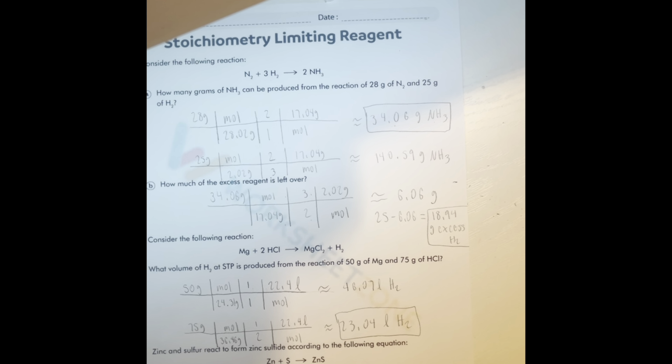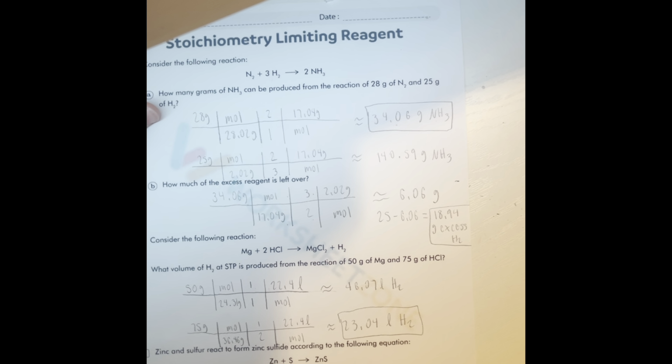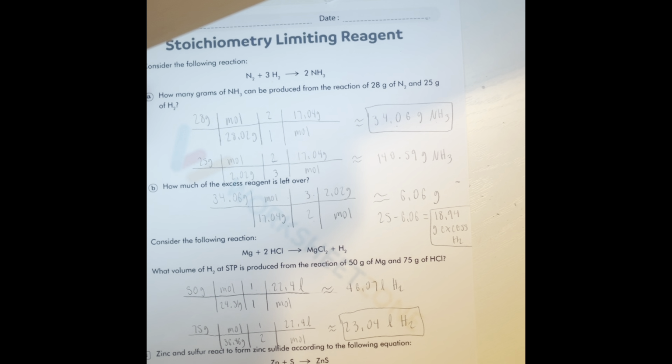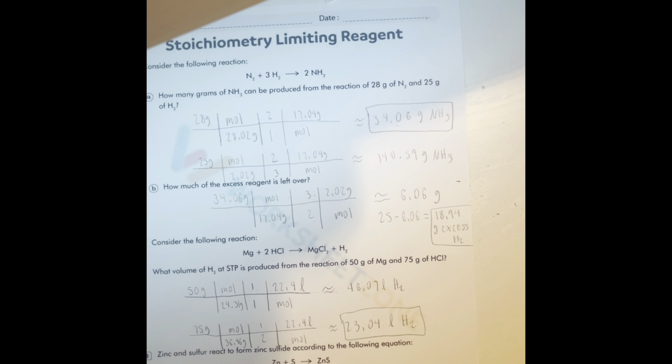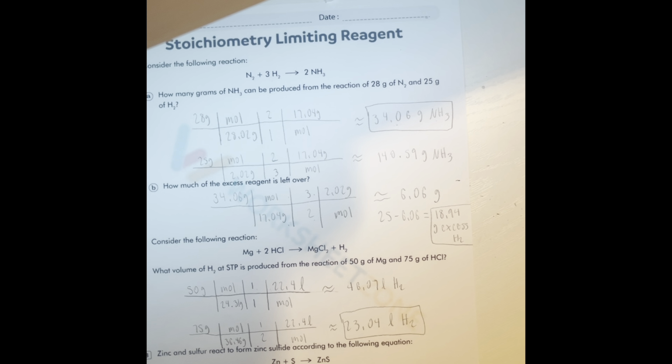So remember, we always look for the smaller one. So zinc caused the smallest amount to happen. Therefore, it is also the limiting reactant, which is the main purpose of the question. Which reagent is limiting? It's zinc, because it made the smallest amount in the reaction.